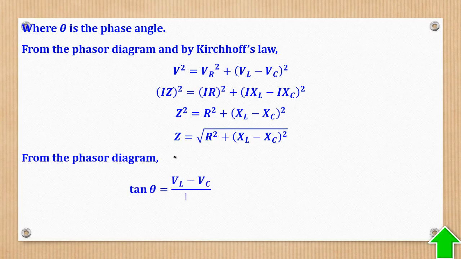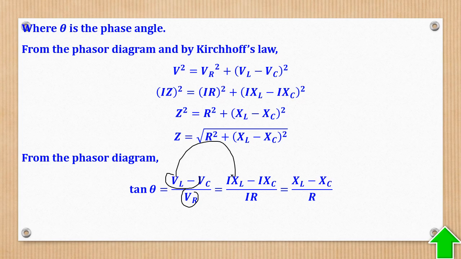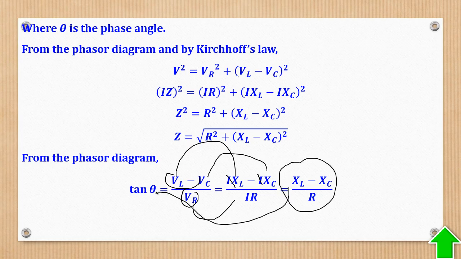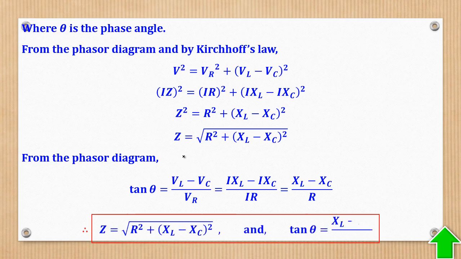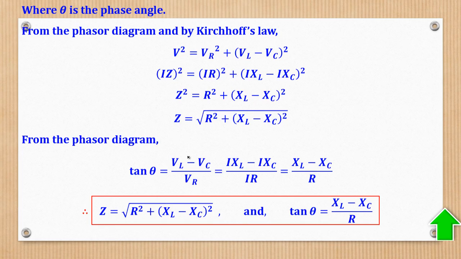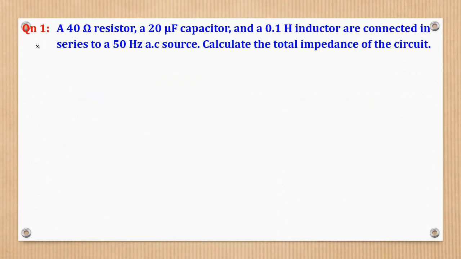So from the phasor diagram, still tan theta will be equal to this over this. But remember that VL is this, VC is this, VR is this. So when I cancel out I remain with this as the value which can be used to get the phase angle. So with those formulas, we can now go through these questions. In short, questions on RLC circuits in series are always on impedance, phase angle, and power dissipated.